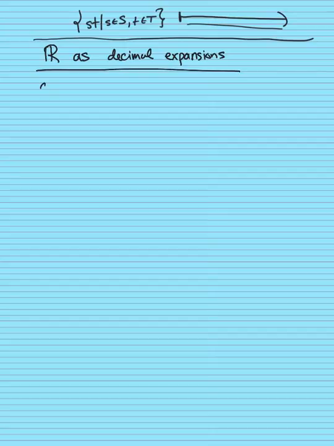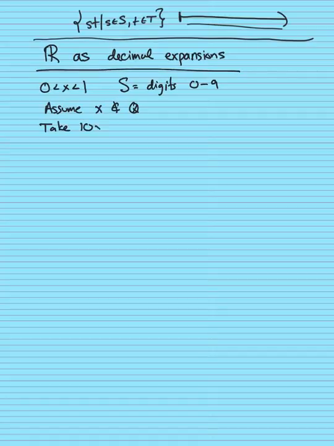Okay? So let's take a real number X just between 0 and 1 for simplicity. And S is going to be the digits 0 through 9. All right? And let's just assume that X is not a rational number. All right? So how do you make a decimal expansion for X? All right? So you take 10X. Okay? So this is some number between 0 and 10.